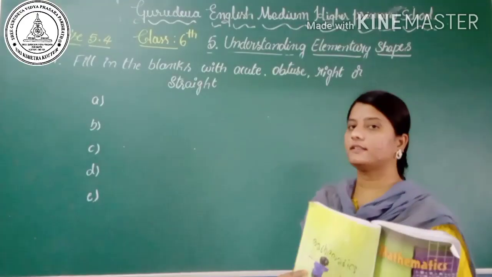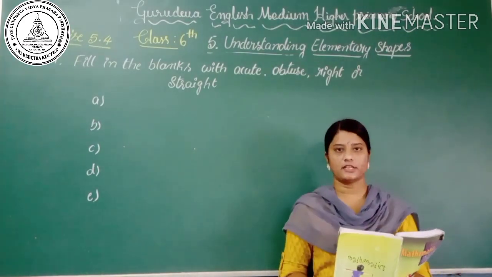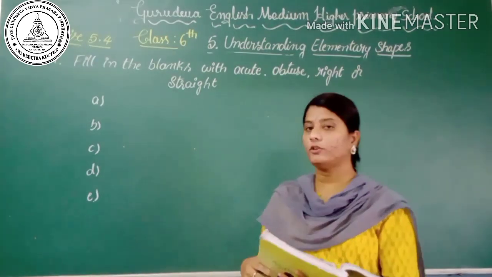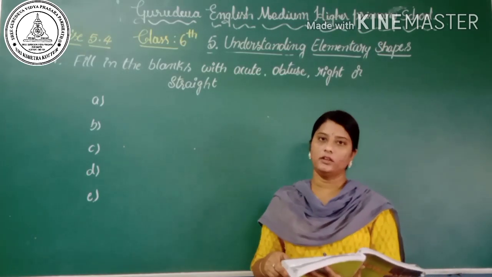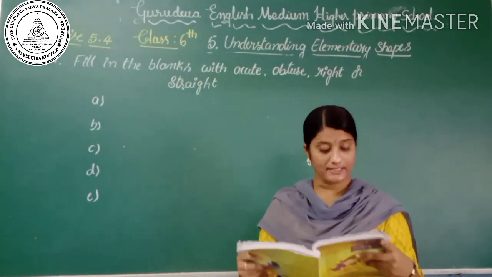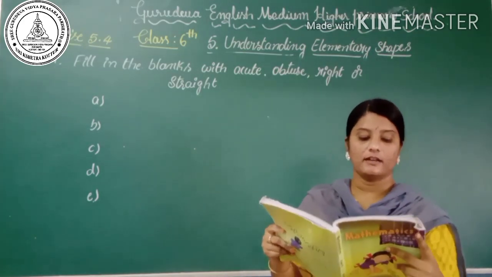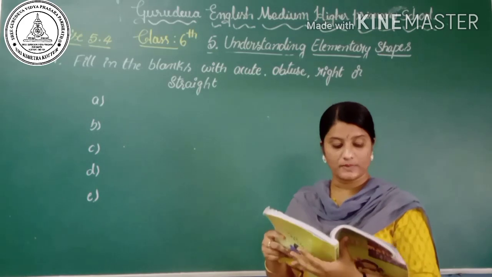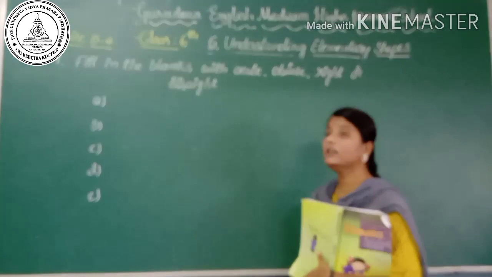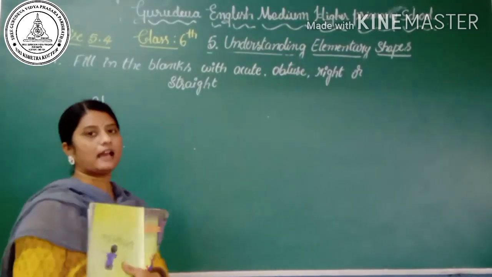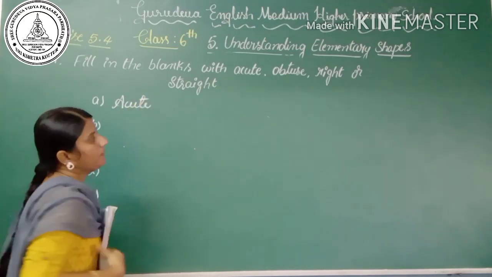Okay, students? Yes, then the seventh question is, fill in the blanks with acute, obtuse, right or straight. So you have to fill the blanks in your textbook. No need to write in the notes. The first one is, an angle whose measure is less than that of a right angle. An angle measure which is less than the right angle is called an acute angle. Right? It is acute angle.